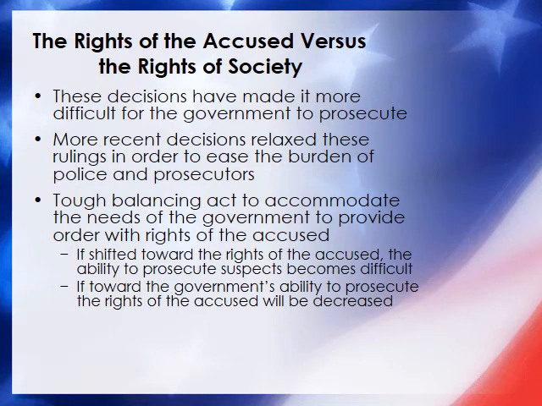Obviously, those important Supreme Court decisions made it more difficult for the government to prosecute, and more recent Supreme Court decisions have moved in the other way, particularly during the 1990s and 2000s, that relaxed some of those rulings. And this is the balancing act. How do you accommodate the needs of government to operate a criminal justice system that is effective with the rights of the accused?